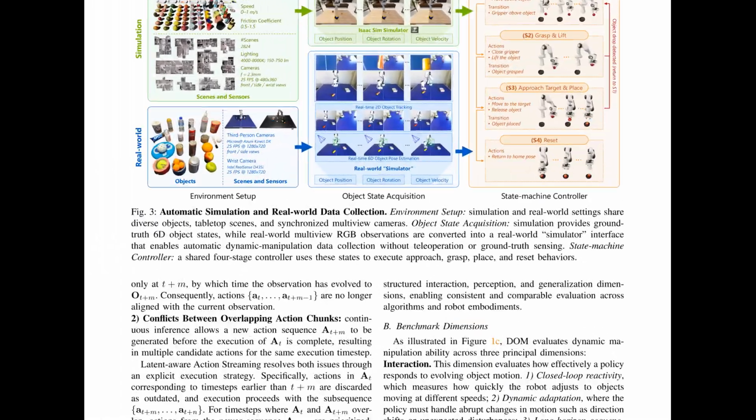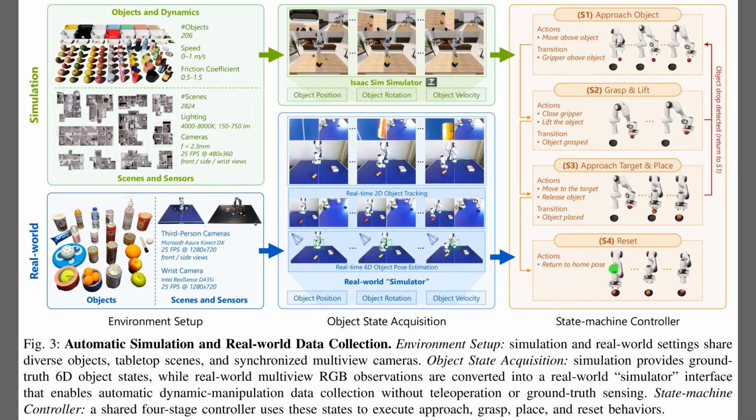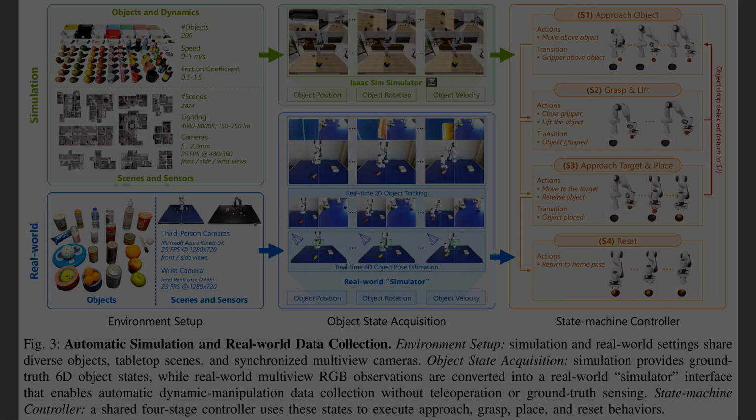While Figure 2 details the model structure, Figure 3 presents the automated pipeline designed to feed it with data. On the left, the environment setup covers both simulation and real-world domains, utilizing diverse objects and varying lighting conditions. The middle column illustrates object state acquisition, where the system tracks position and velocity in real time to avoid the bottleneck of manual teleoperation. On the right, the state machine controller autonomously drives the robot through approach, grasp, and place cycles to gather data at scale.